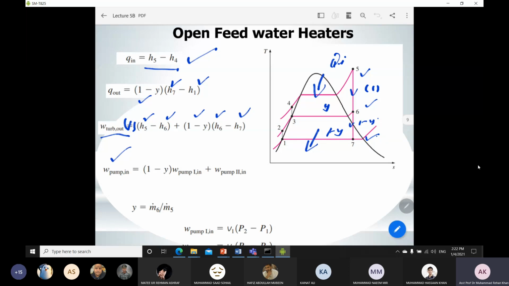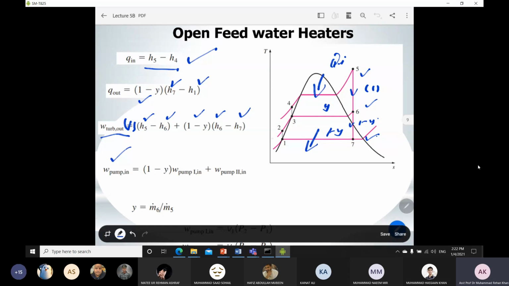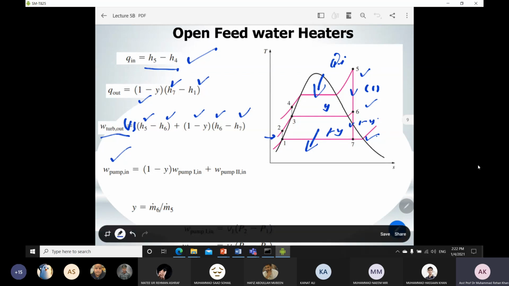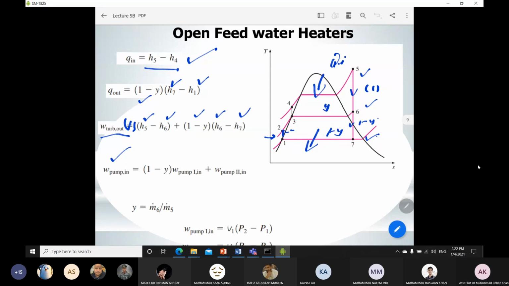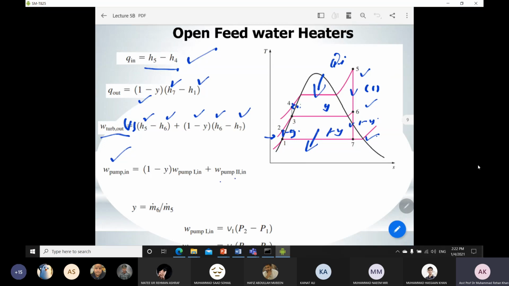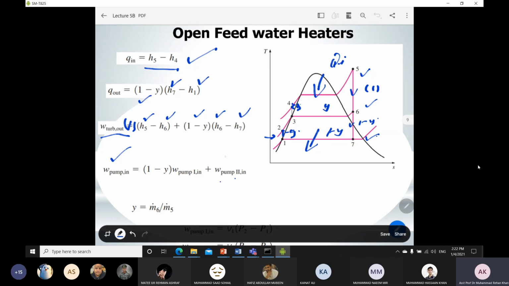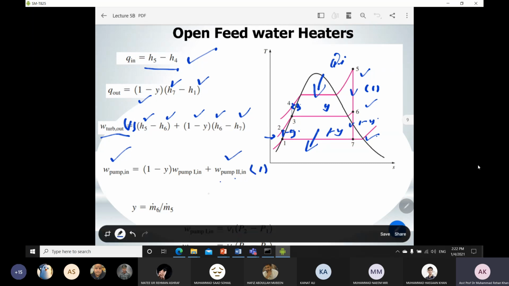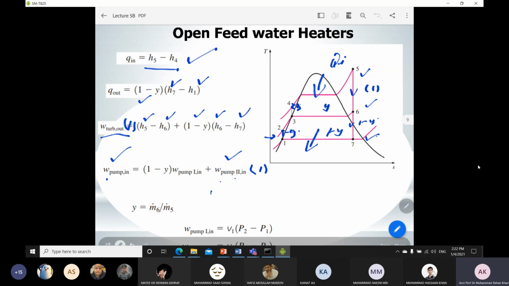Now pump in. There are two pumps over there, so we have to find the total pump in. Between 1 to 2, the portion that is going from 1 to 2 is 1 minus y. So 1 minus y into W pump 1, and then W pump 2, the fraction becomes 1, the total will be 1. So the 1 will be multiplied with W pump 2. This is how you can find the pump in.